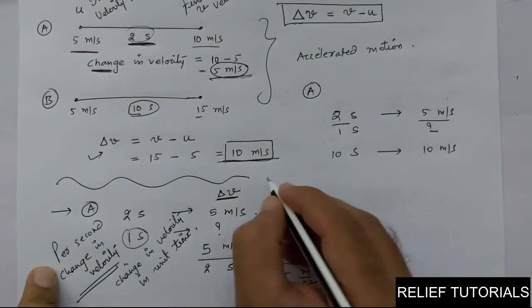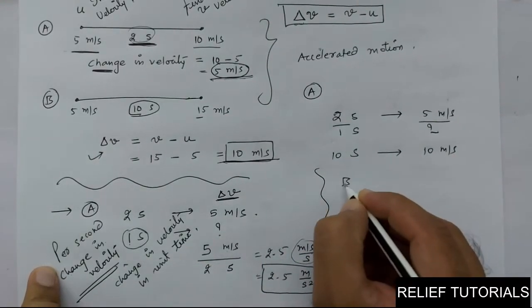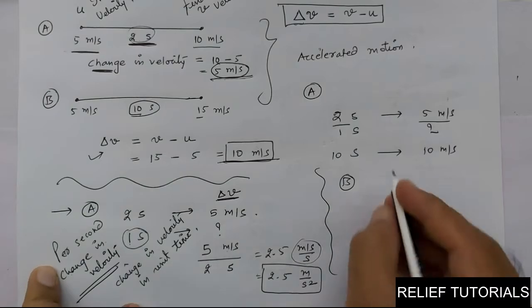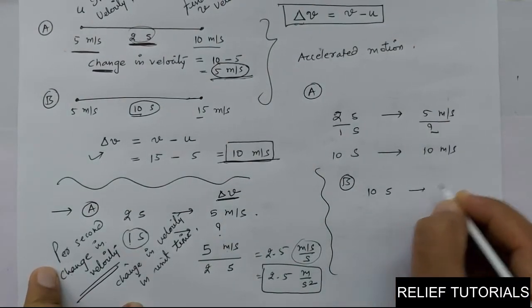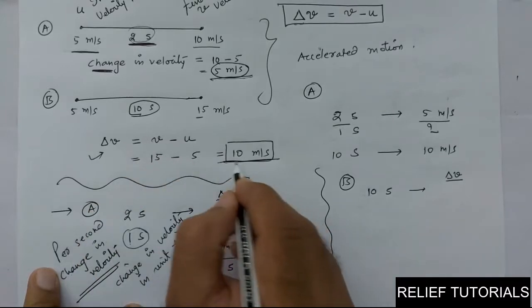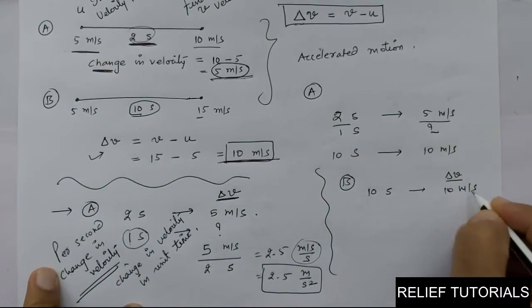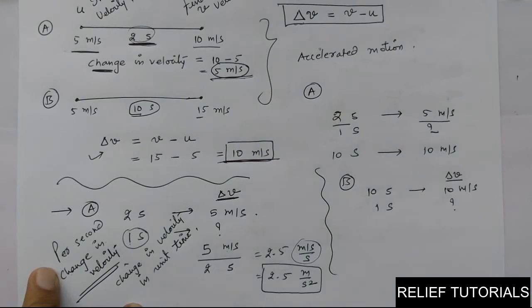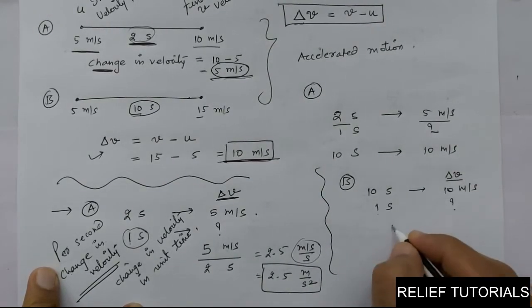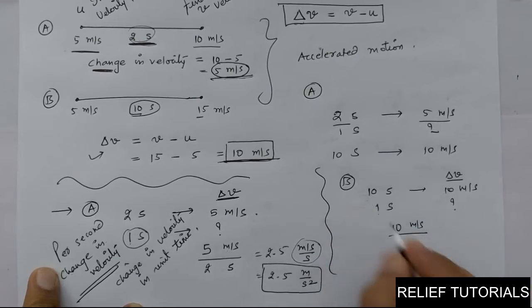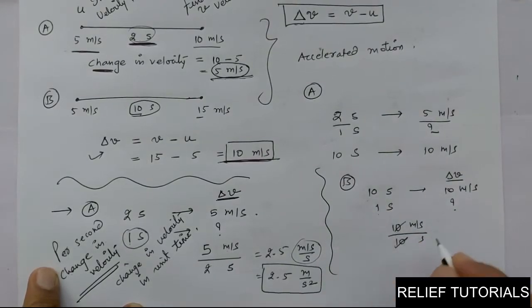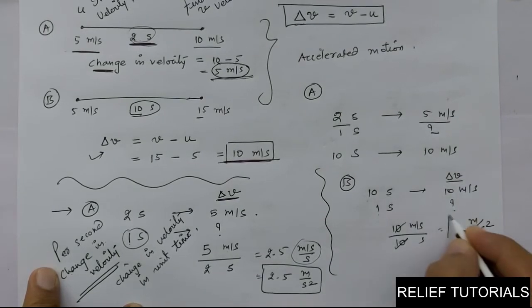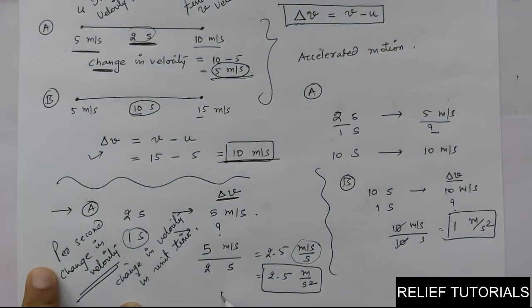Okay, let us find the per second change in velocity in case B also. Total 10 seconds time, and in that the change in velocity is 10 meter per second. So in 1 second it would be 1 into 10 meter per second upon 10 seconds. So 10 cancels, and the change is 1 meter per second square. So here we can say that the change is faster in case number A.